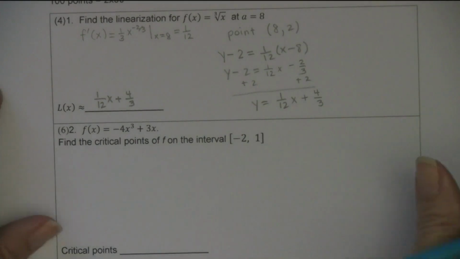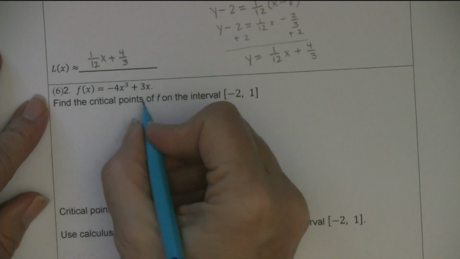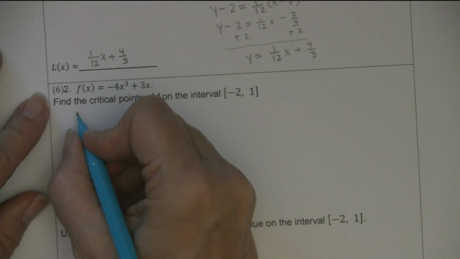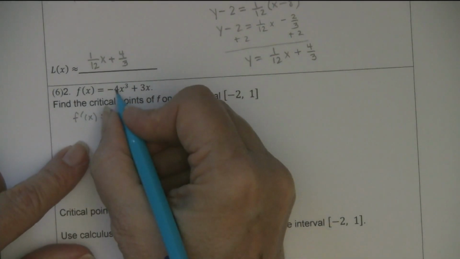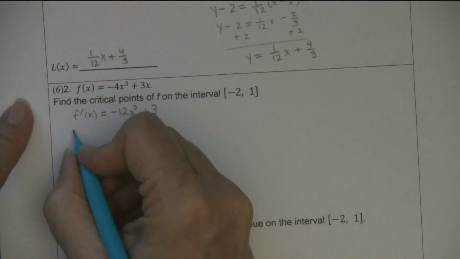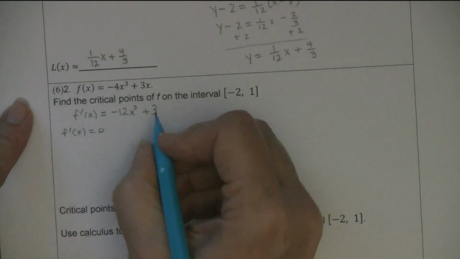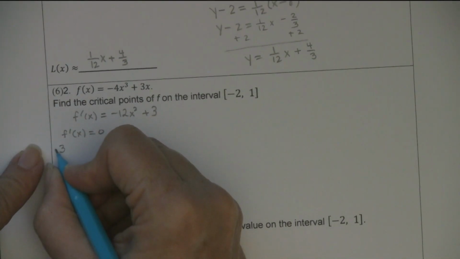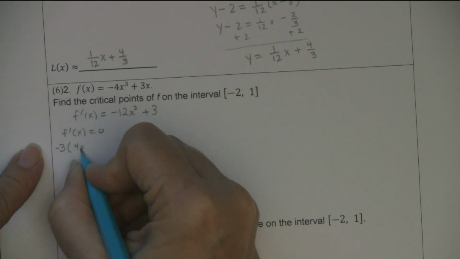I don't like to have more formulas running around than I need. The next question asked me to find the critical numbers for f on the interval negative 2 to 1. So I have to find the derivative. That's where you can find the critical numbers. So this is negative 12 x squared plus 3. You want to know when that first derivative is equal to 0. And I'm going to factor out a 3 here as I write this down. In fact, I'm going to factor out a negative 3.